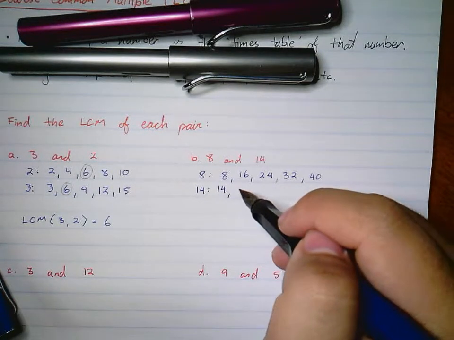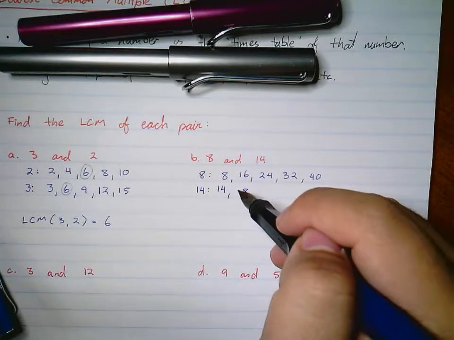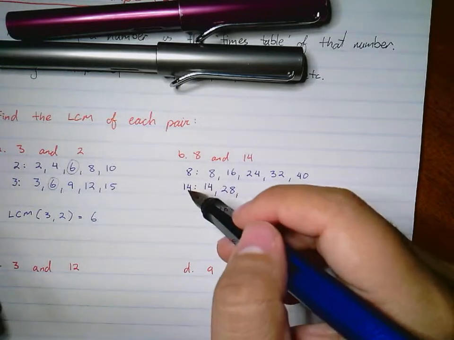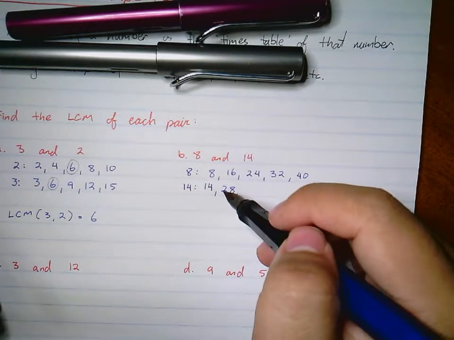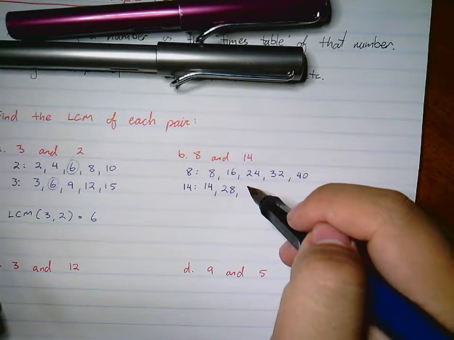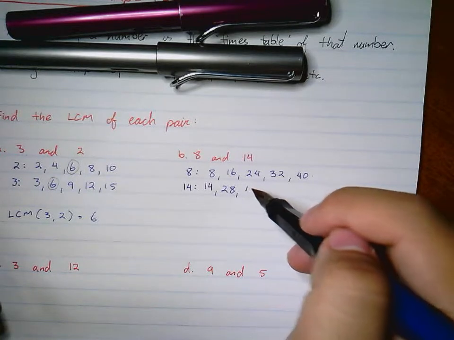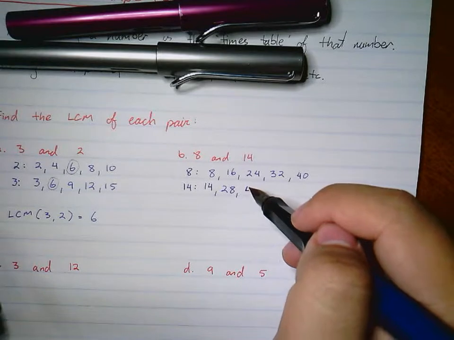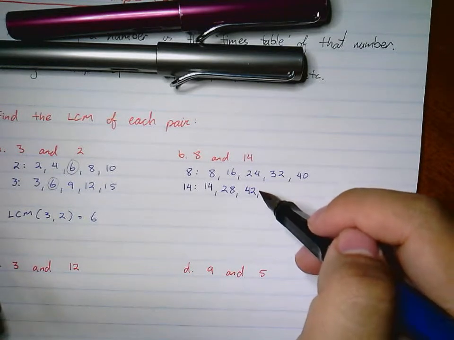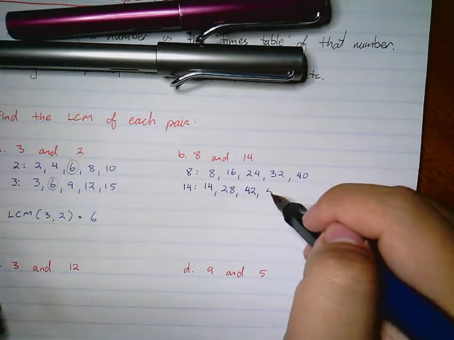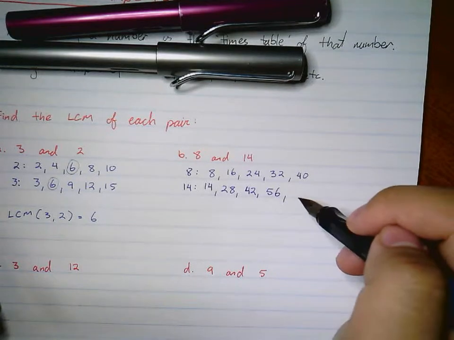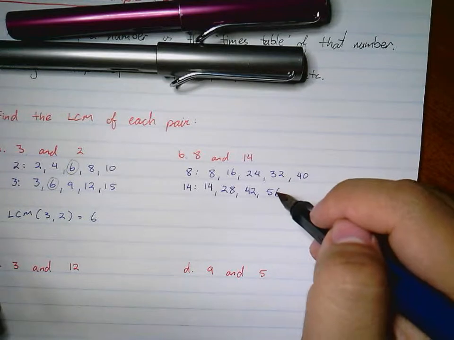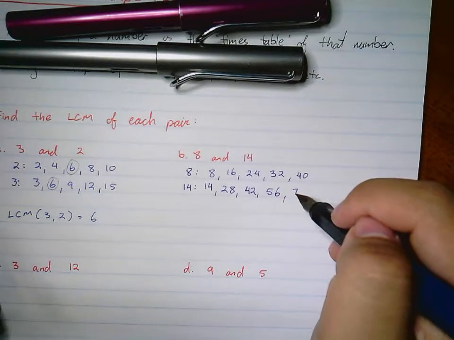Add 14, we get 28. Add 14, we get 42. Is that right? 42. Add 14, we get 56. Add 14, that's 70.